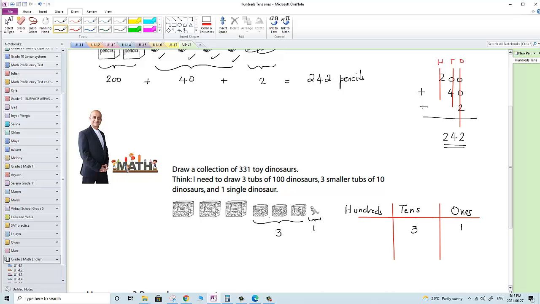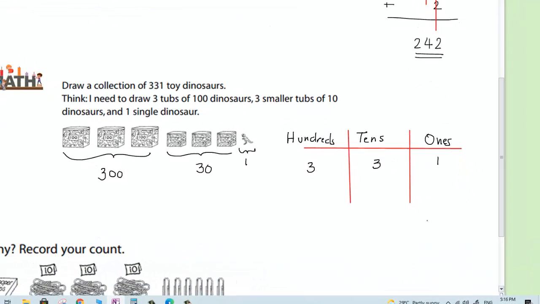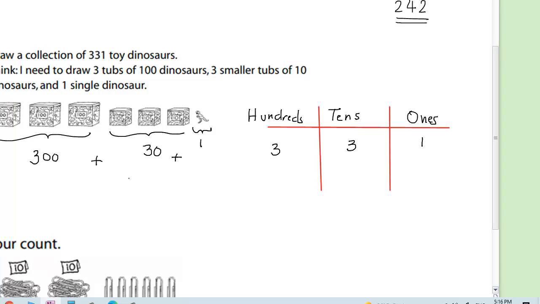But if I want to count, 10 plus 10 plus 10 equals 30 dinosaurs. After that, what about the big boxes? Each is 100, so I have 3 groups of hundreds. So under the 100 I put 3, which means I have 300 dinosaurs. So here, if I want to do the same thing as I did before, if I want to add this plus this plus this, I can write 300. After that I add the 30. After that I add the 1.